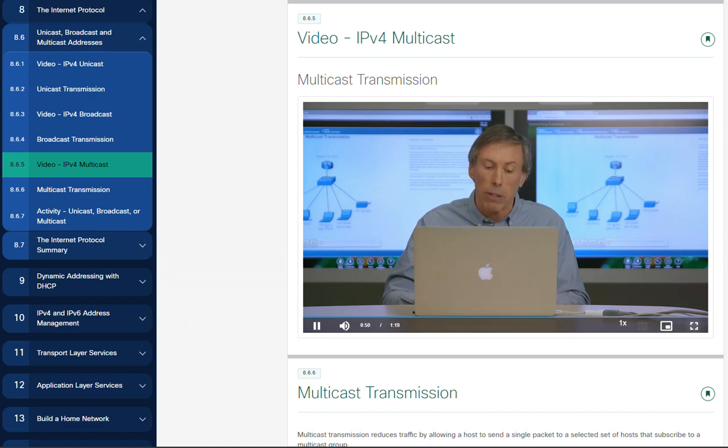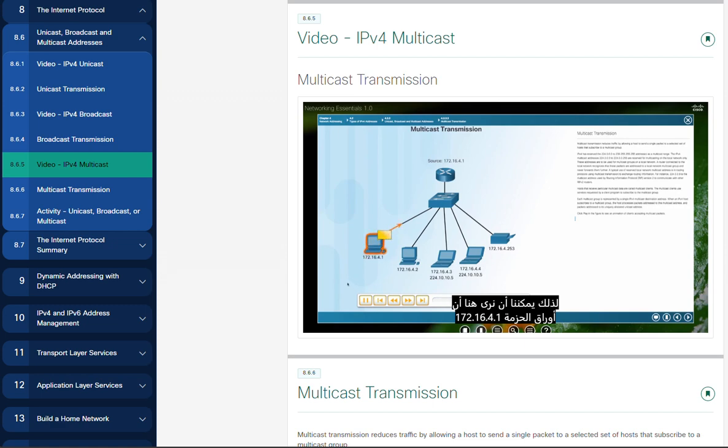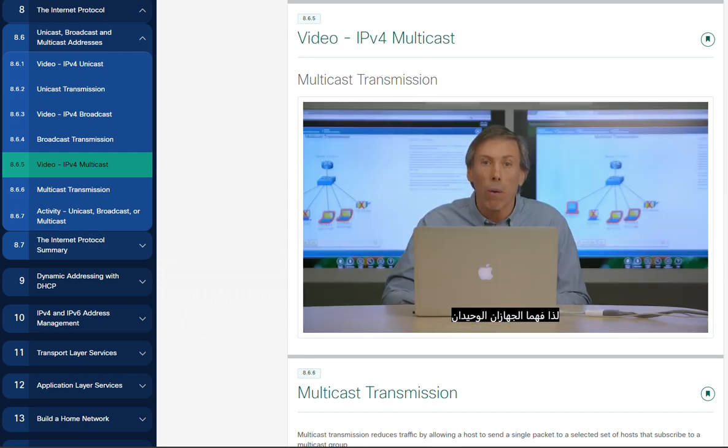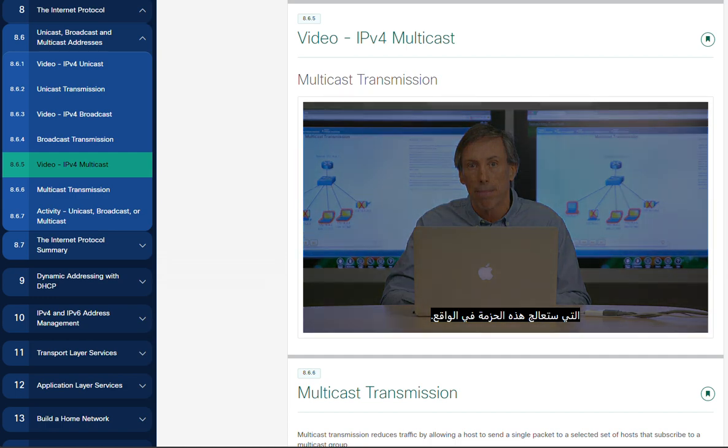But the only two devices that this packet is for are 172.16.4.3 and 172.16.4.4. So we can see here that the packet leaves 172.16.4.1 and is received by multiple devices on the network. However, only 4.3 and 4.4 are the only two devices that are a member of this multicast group. So they're the only two devices that will actually process this packet.